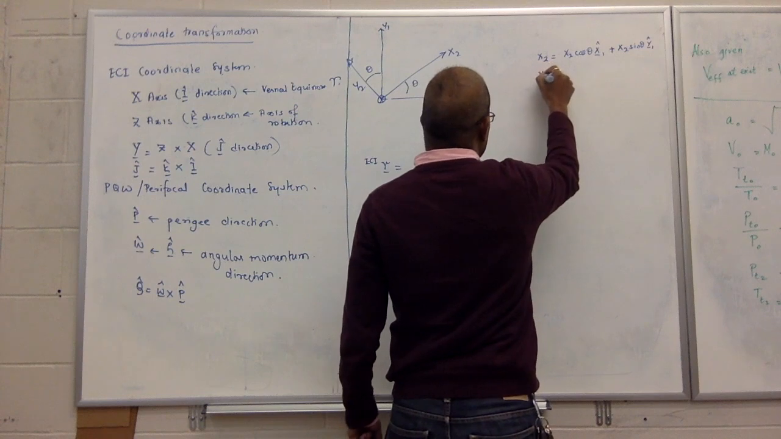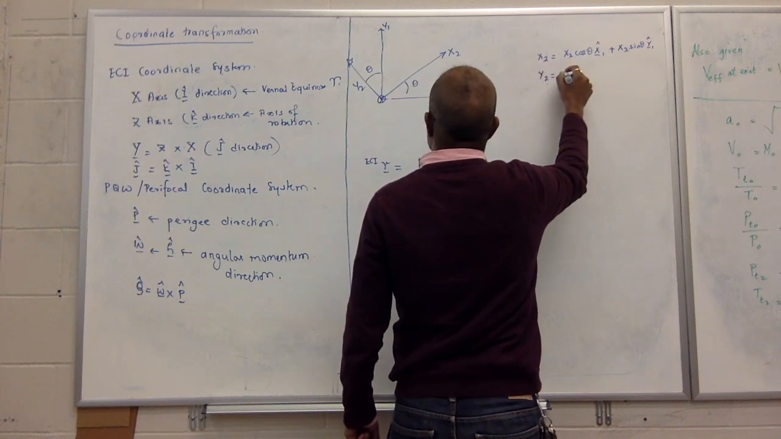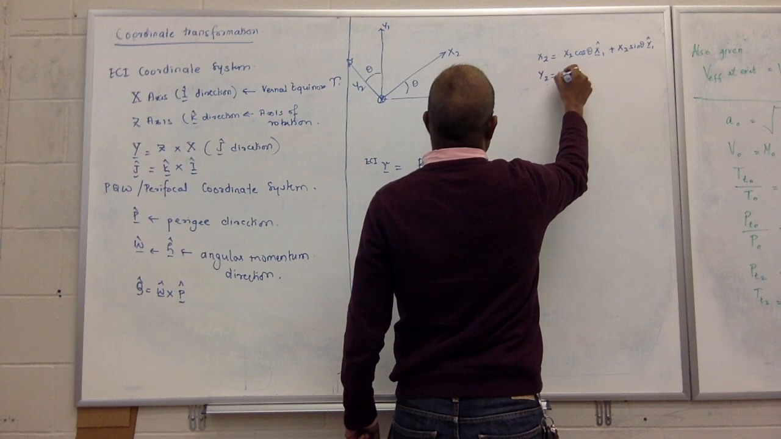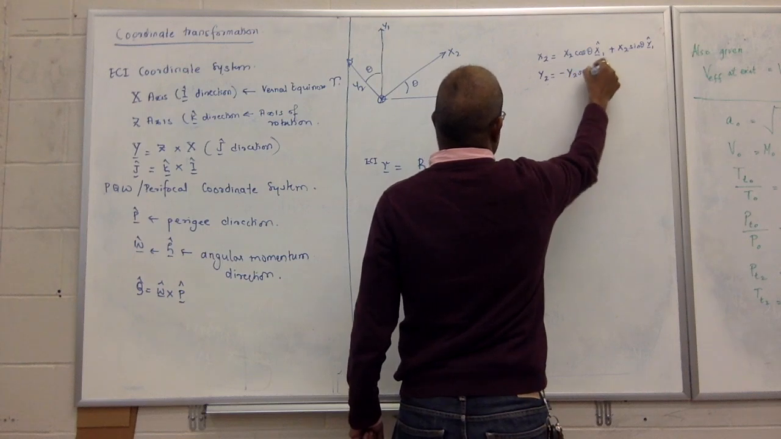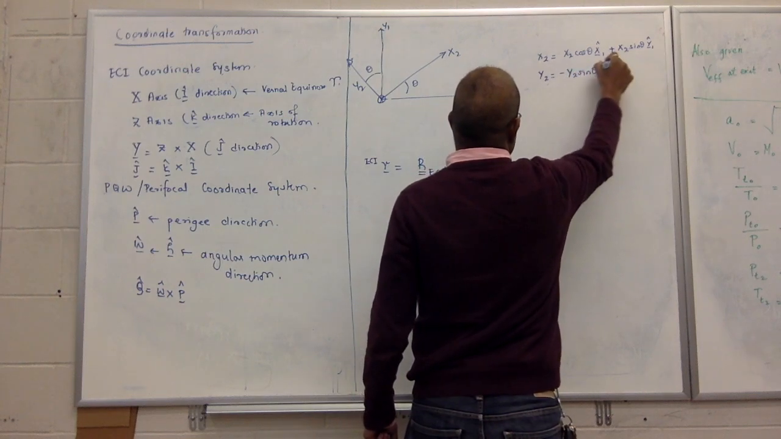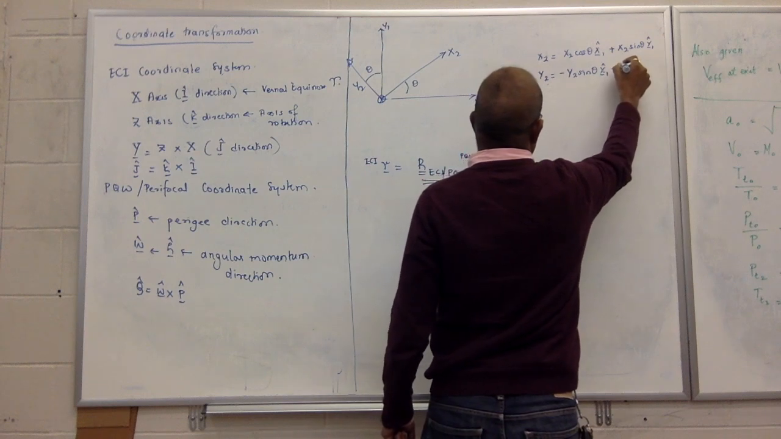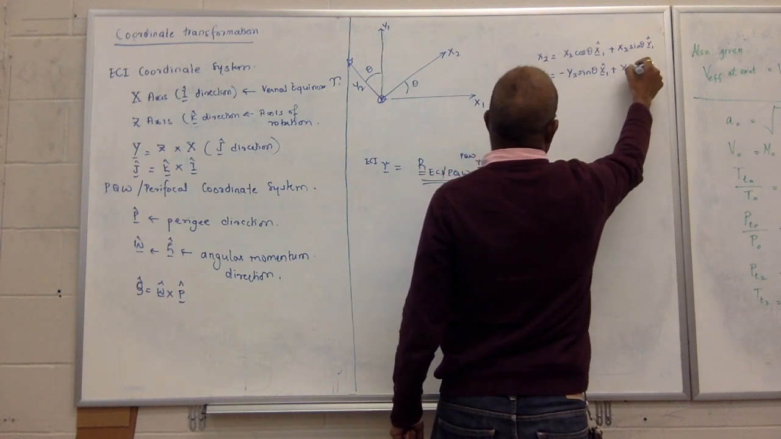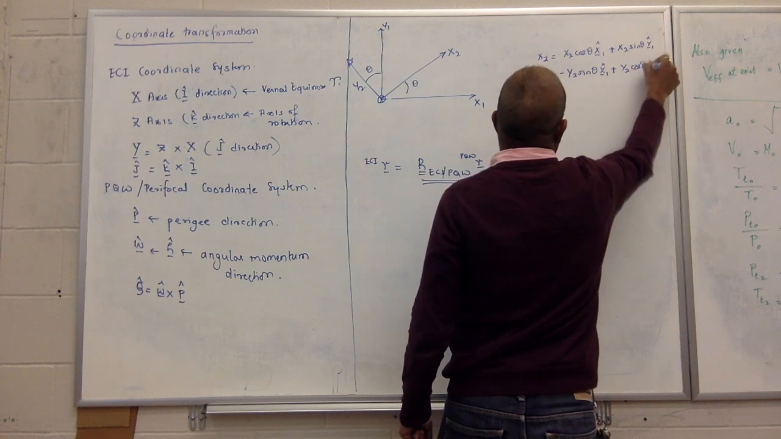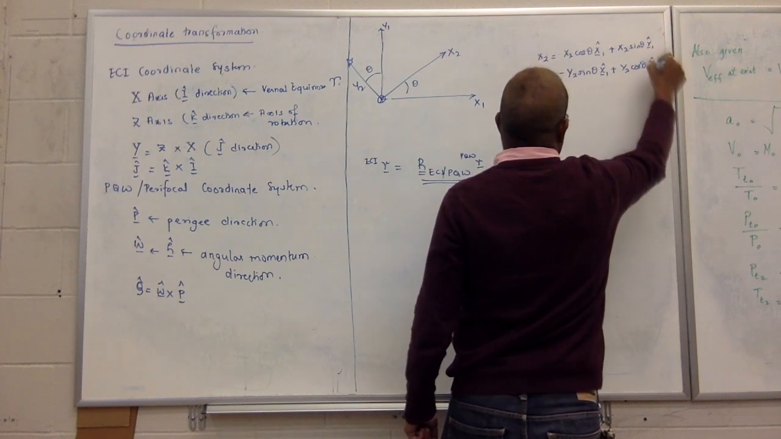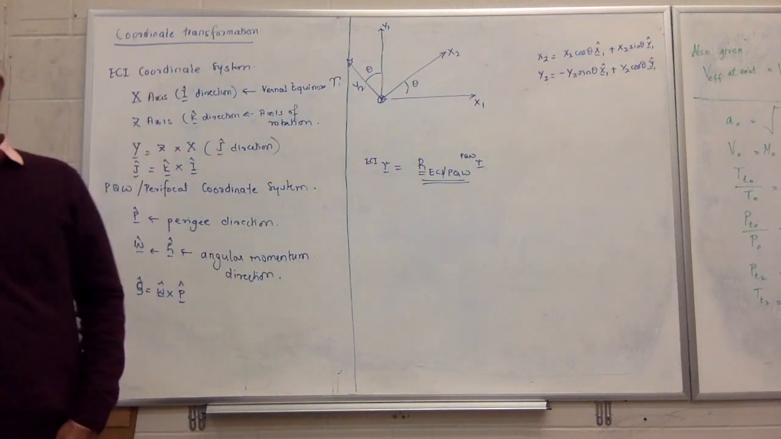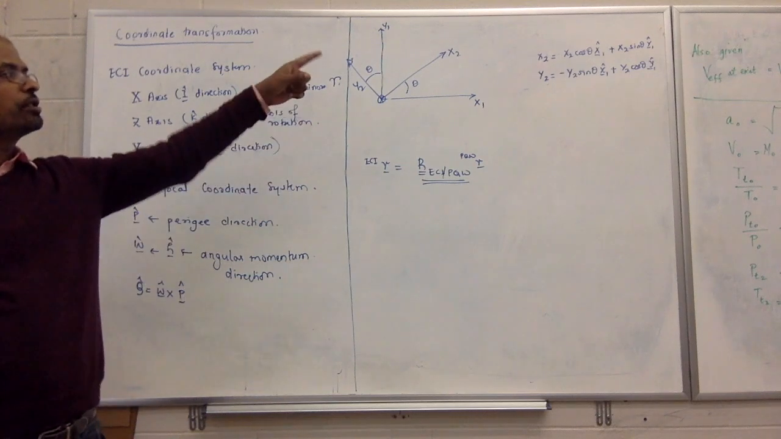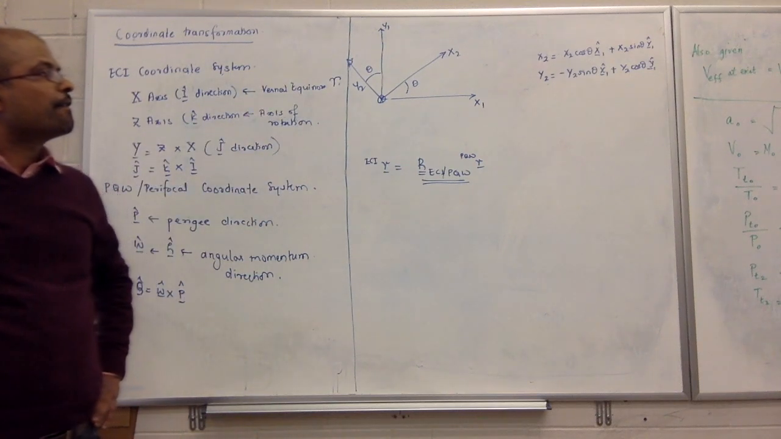Similarly, y2 would be minus y2 sine theta in the x1 direction plus y2 cosine theta in the y1 direction. Does this make sense? Can you explain why it's negative real quick? Yes.